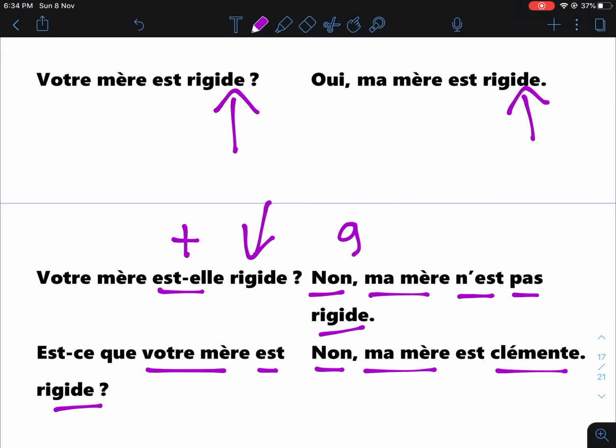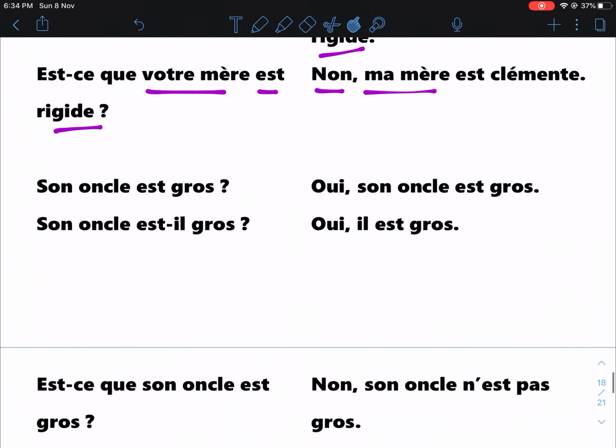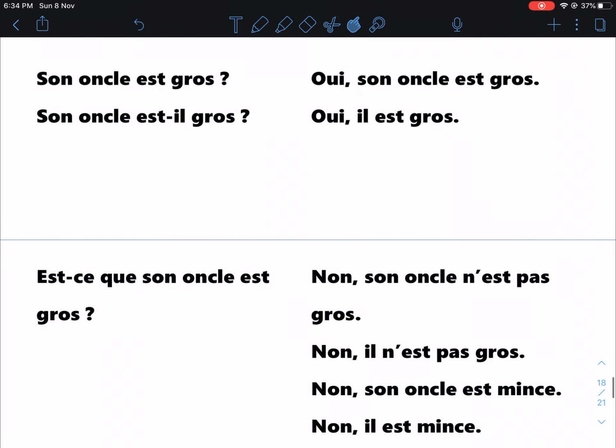Okay, right. Let's move to the next questions and answers about uncle. Son here, son, like you have a G at the end. Son here means his or her uncle. Gros, you have a few adjectives here. Gros means fat, and mince here means slim. Okay, gros and mince. So let's look at the questions. Is his or her uncle fat? Okay, so that will be the question.